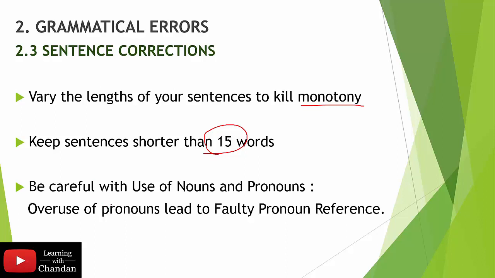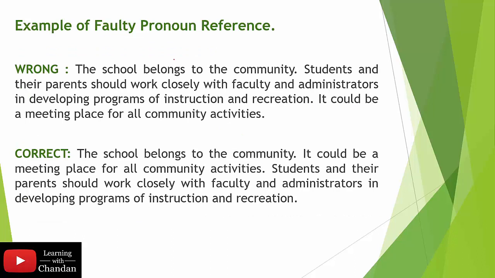While proofreading our sentences, we should check for overuse of pronouns, because that can lead to faulty pronoun reference. Let me explain this with an example. Check out this paragraph. Here, the pronoun it actually is for the noun school, but it is too far removed from the main noun. The correct placement will be to use it after the sentence containing the noun it refers to, like this.